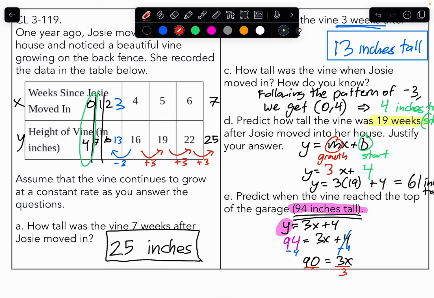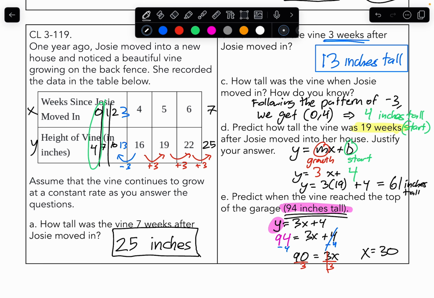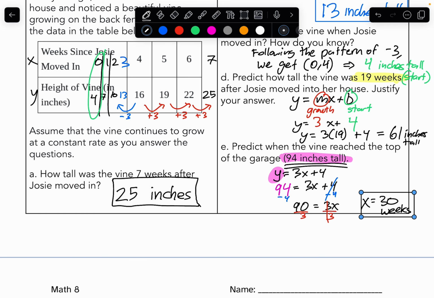Dividing by 3, I get the answer of x equals 30. Or in this situation it means, when did the vine reach the top of the garage? It was after 30 weeks. And that should be the correct answer. Hopefully I didn't make any mistakes in this video, and I tend to make at least one mistake.